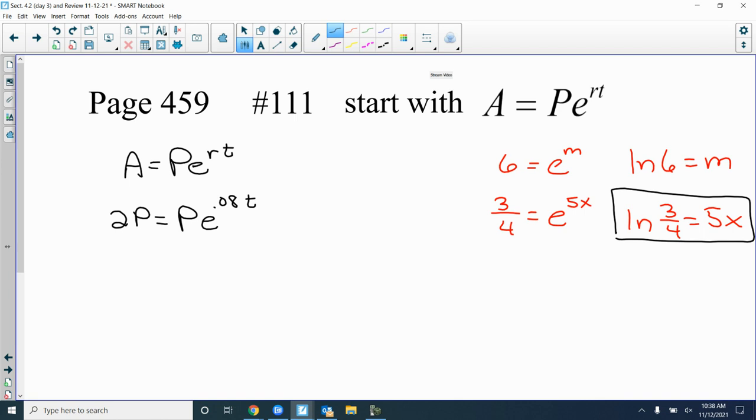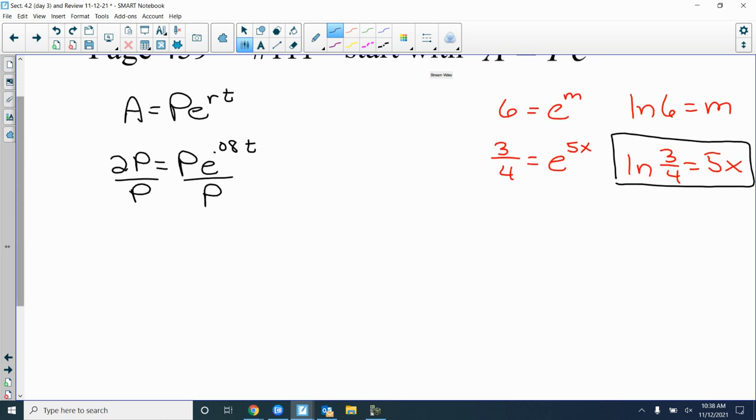Before you can convert something to natural log form, you got to get the e by itself. So I got to get rid of the P. Divide both sides by P. And you're just left with what on that left-hand side? 2. Now you got to think, if you're doubling your money, that should always be the case, because if you started out with $10, you're going to end up with 20. If you started with 40, you're going to end up with 80. When you divide by that number, you're just going to get left with 2.